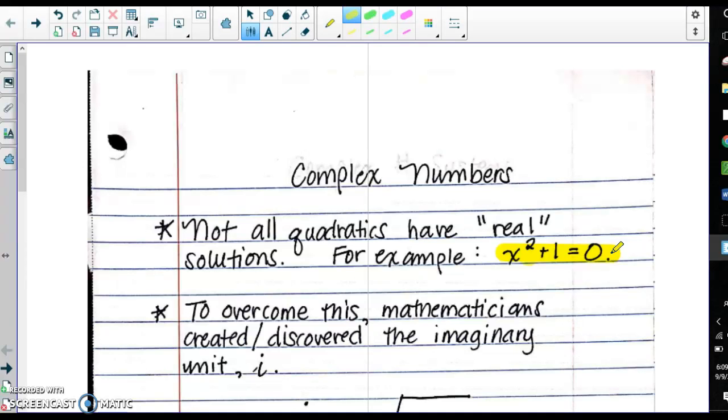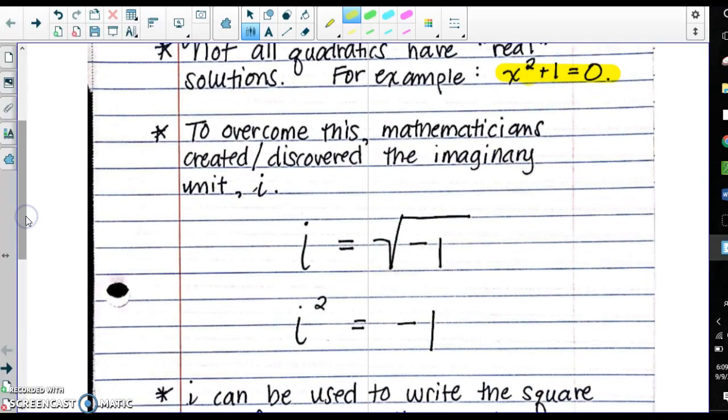To overcome this, mathematicians created, or discovered, the imaginary unit i. We always write i in lowercase, and the unit i is equivalent to the square root of -1.